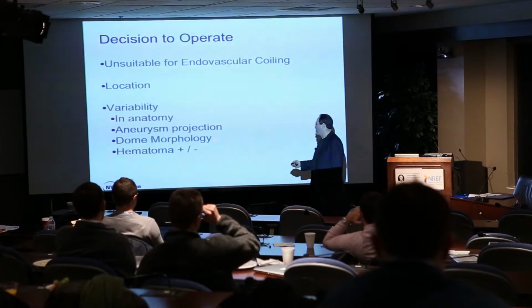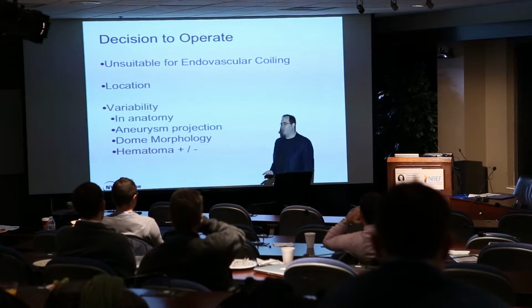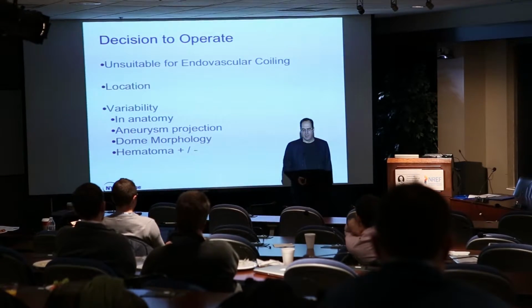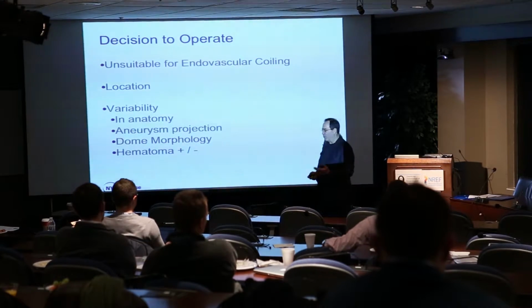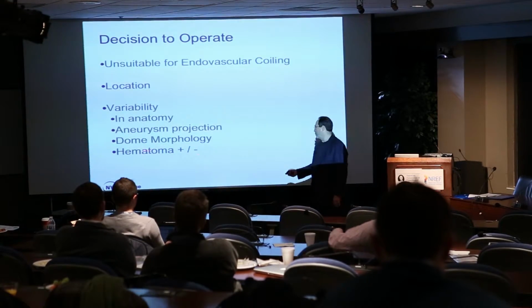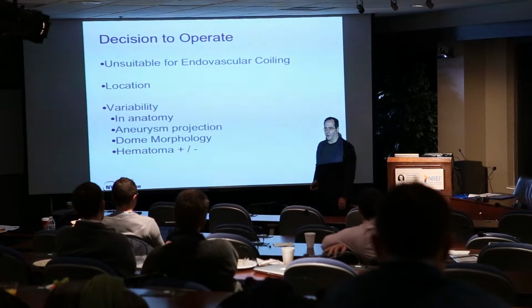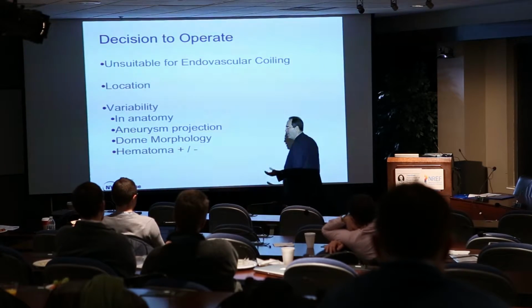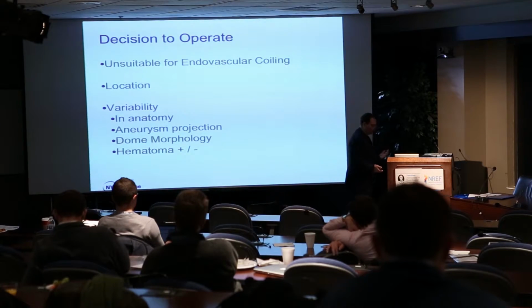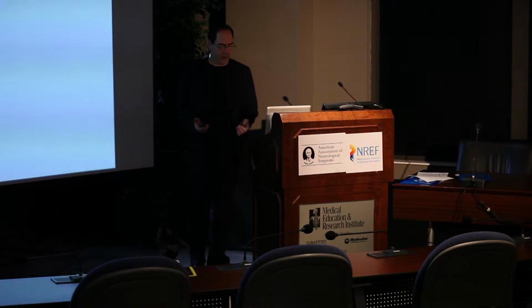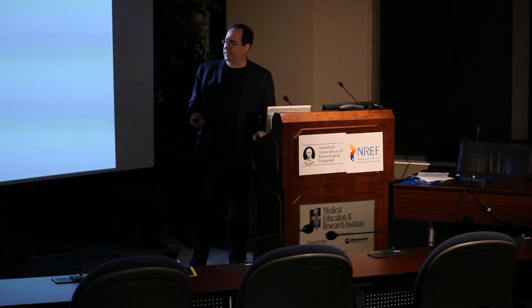And there's a lot of variability. There's variability in the anatomy, variability in aneurysm projection, and in what the dome of the aneurysm looks like. Does it look like you're going to have to reconstruct a whole bunch of branching vessels? And I always operate on patients that have hematoma. I think removing a hematoma allows patients to recover more quickly, particularly a large hematoma, and it also gives you a very quick way of dissecting.